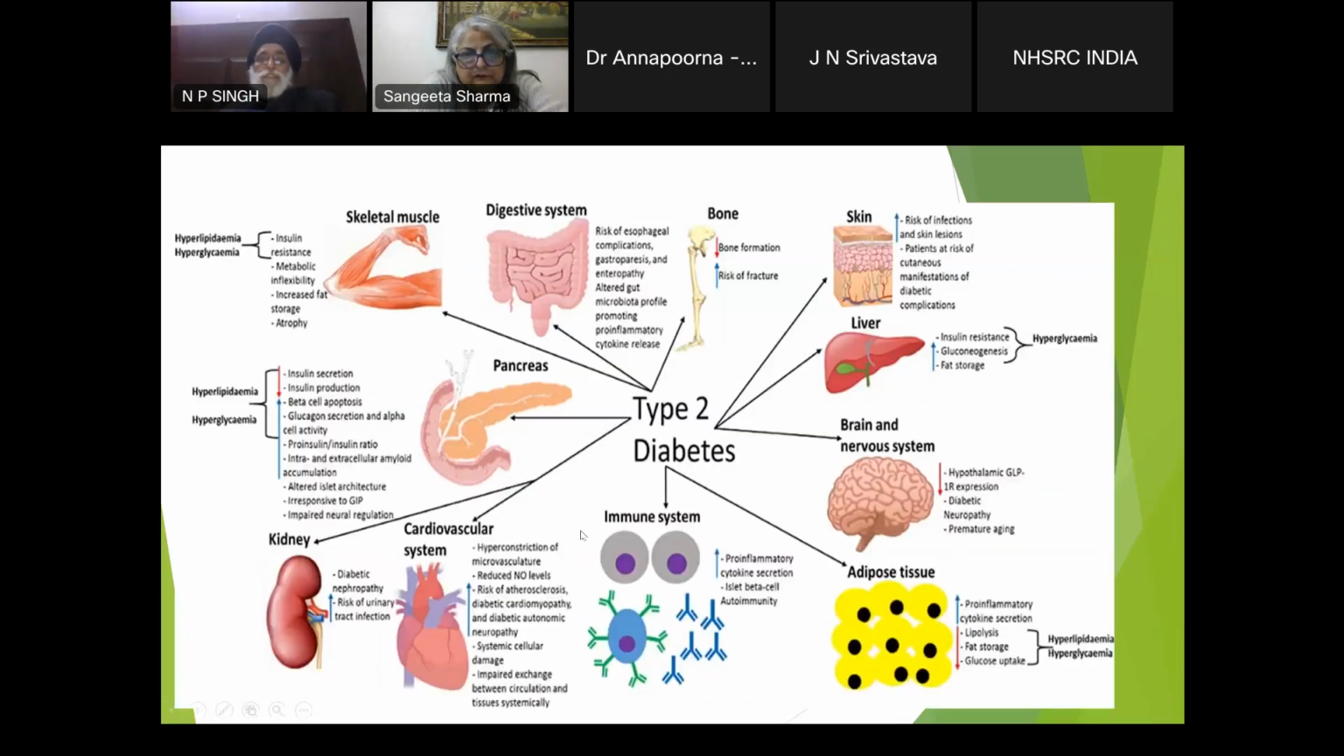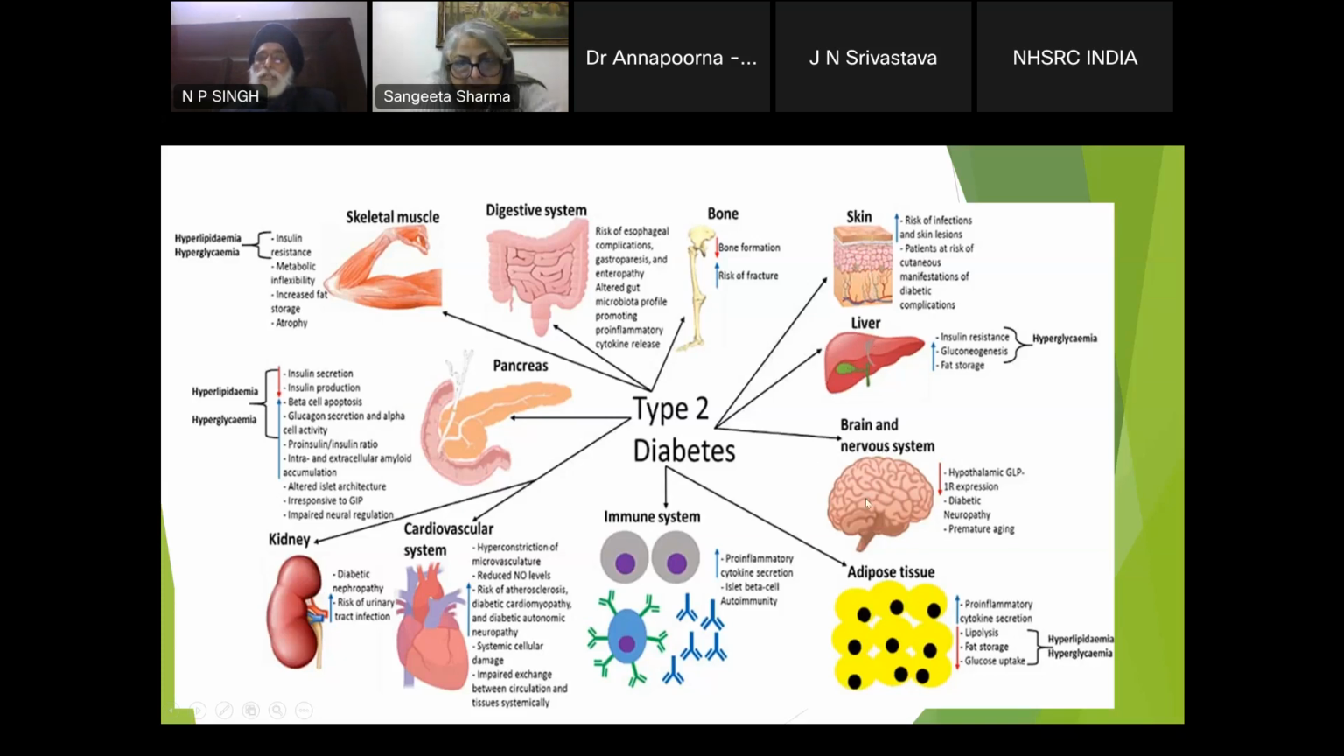And as we can see from this very busy slide, type 2 diabetes in fact involves each and every part of our body. What is now known as a very important contributor to the long-term morbidity and mortality is sarcopenia. Chronic diabetes would replace muscles with fat in the skeletal muscle, will cause gut alterations in the digestive system, will cause increased risk of fracture in the bone, will cause more propensity for skin infections, and will cause one of the very important dreadful diseases we are now facing, which is NASH.